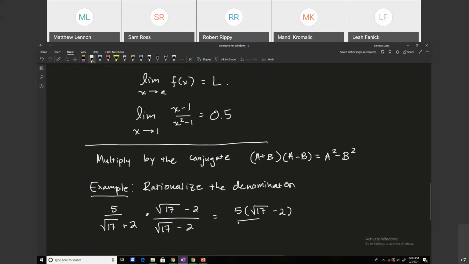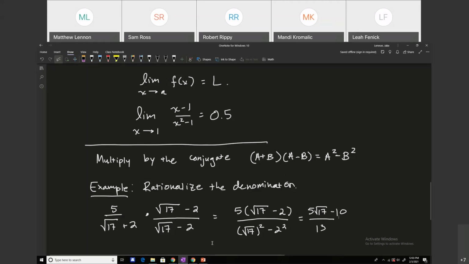And on bottom, what would happen? Well, you would multiply a plus b times a minus b. So you'd get the square root of 17 squared minus 2 squared. So on the bottom, what are we getting? We're getting 17 minus 4, which gives us 13. And on top, we get 5 square root 17 minus 10, distributing the 5.